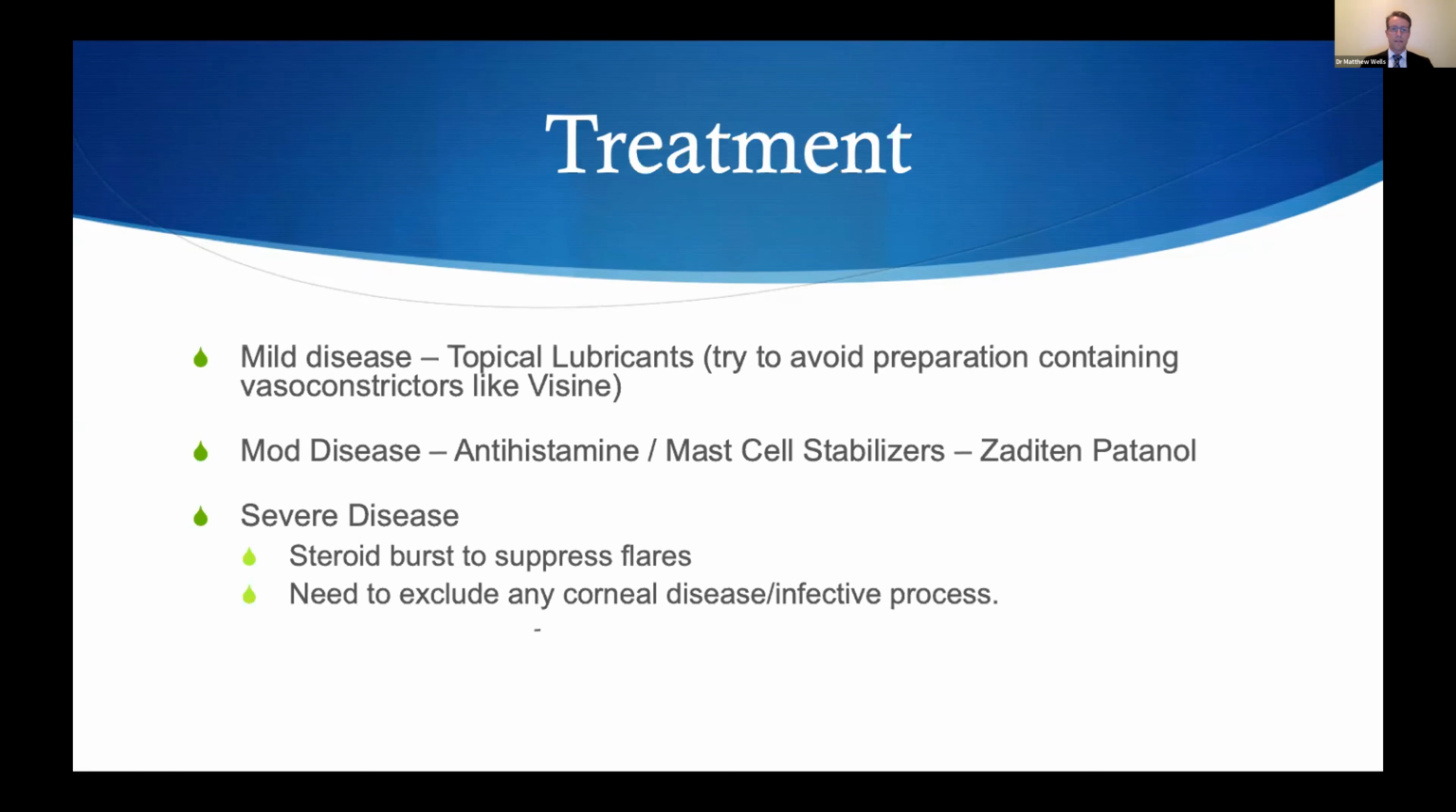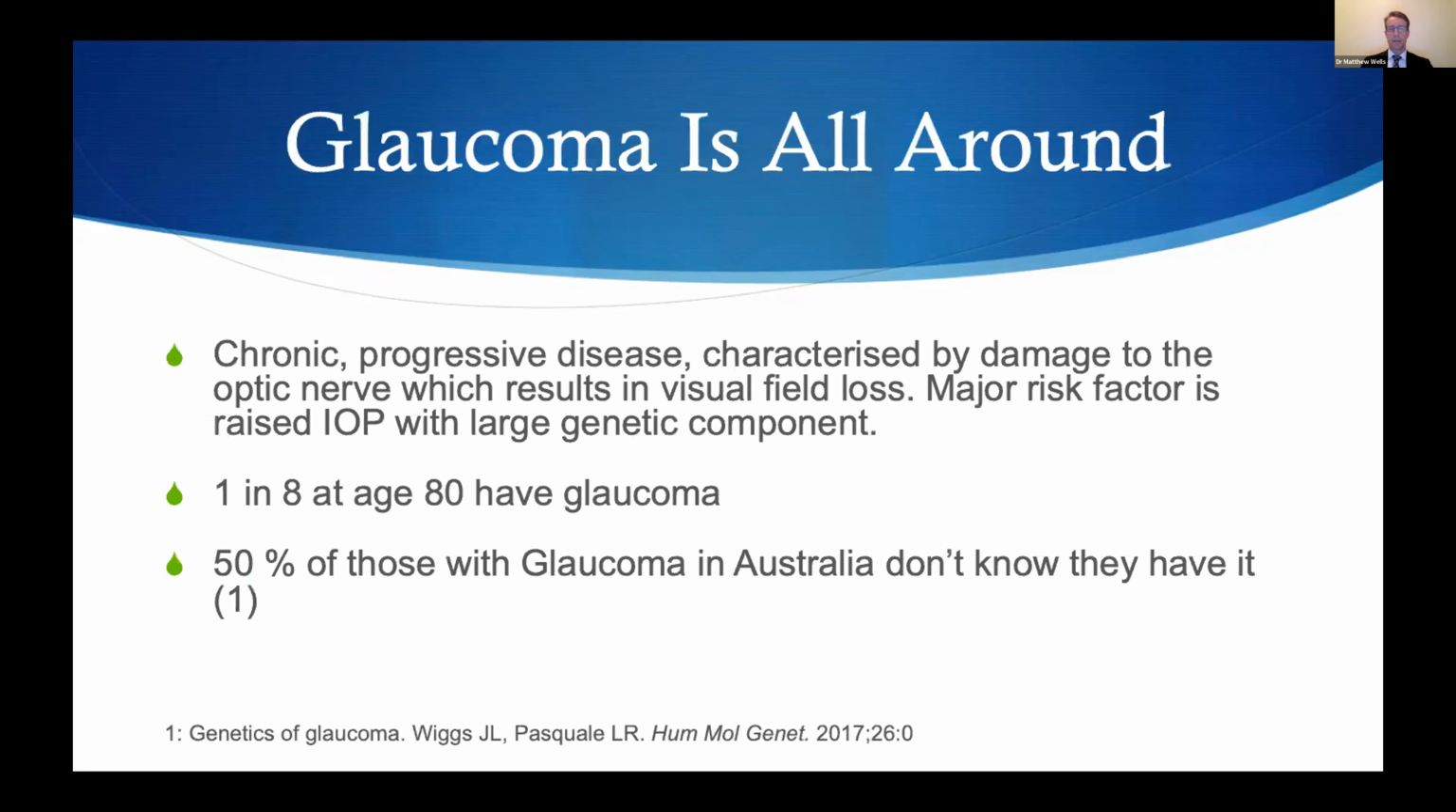For severe disease, you'll often need a bit of a steroid burst just to reset everything. And when you're doing this, we always need to keep in the back of our mind excluding any infective process, so maybe you're missing a sneaky keratitis. Just put some fluorescein, which you'll have in your rooms, in with the blue light. If you can reassure yourself that the cornea is looking pretty good, then you're usually safe to start some steroid therapy.